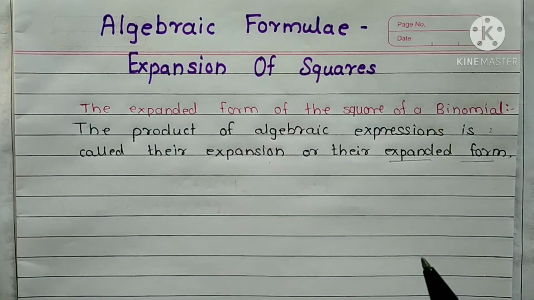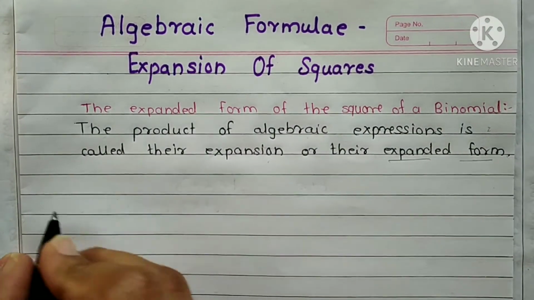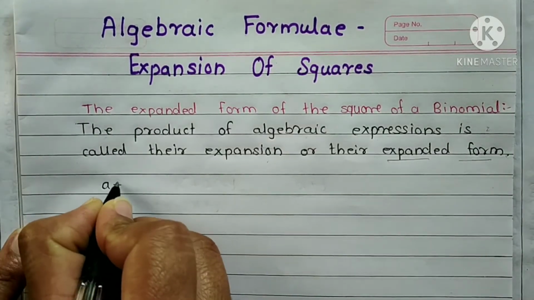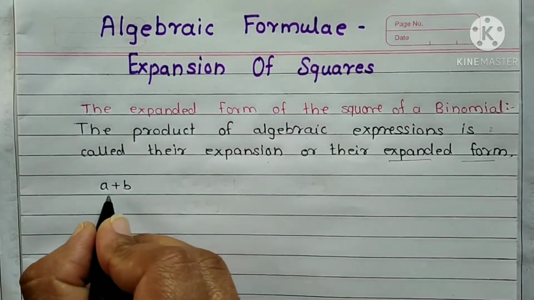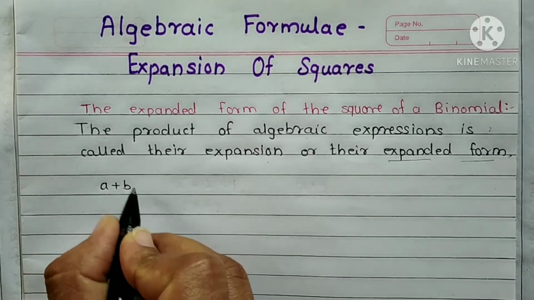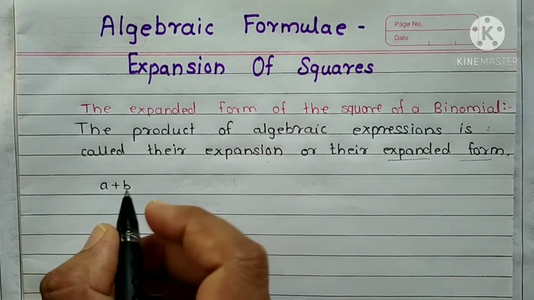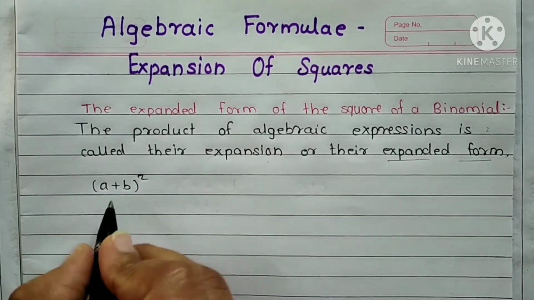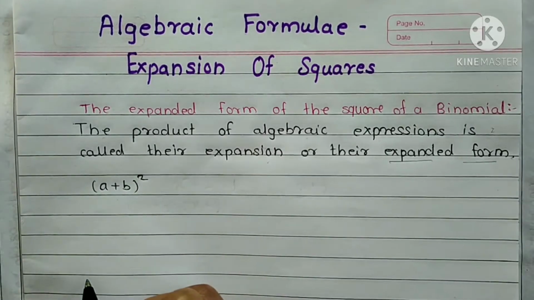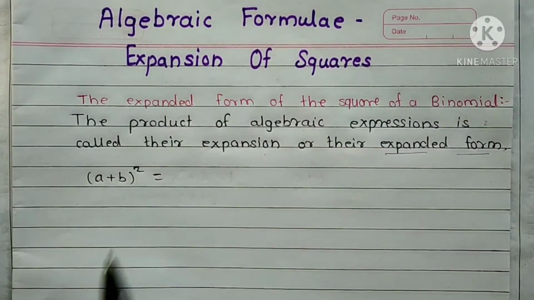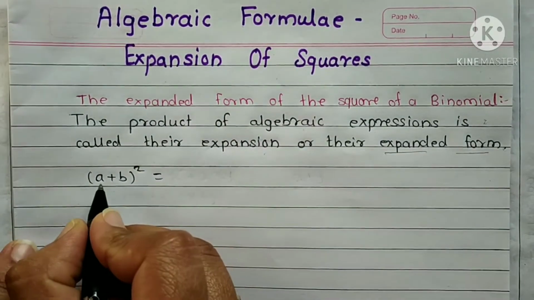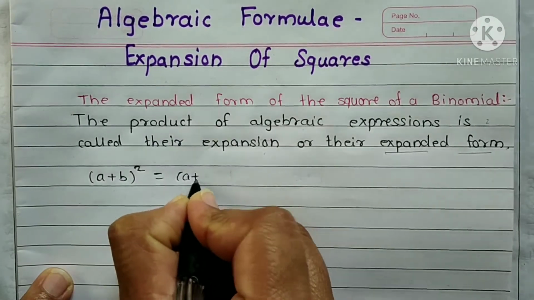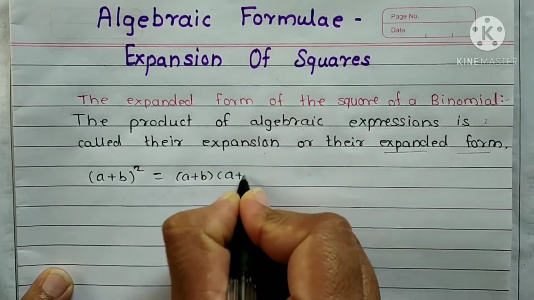Let's see the expanded form of the square of a binomial. What does it mean? Suppose we take a binomial a plus b. In this expression there are two terms, therefore this is a binomial. Now we take the square of it, that is (a plus b) whole square. You know that 5 square is written as 5 into 5. Here (a plus b) whole square, therefore we write this as (a plus b) into (a plus b).